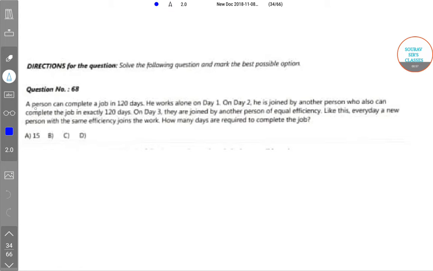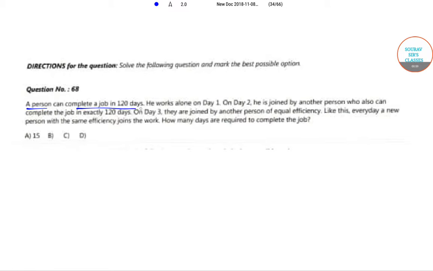The next question is, a person can complete a job in 120 days. He works alone on day 1. On day 2, he is joined by another person who also can complete the job in exactly 120 days. On day 3, they are joined by another person of equal efficiency. Like this, every day a new person with the same efficiency joins the work. How many days are required to complete the job?